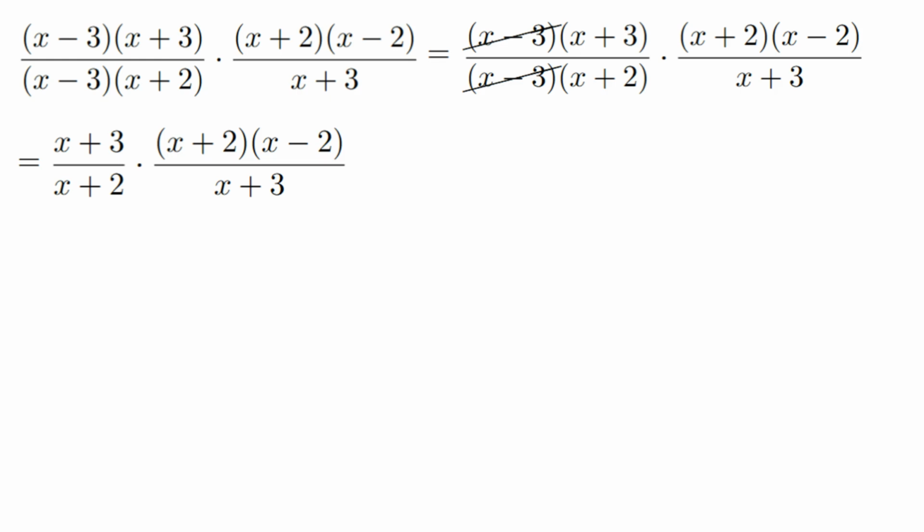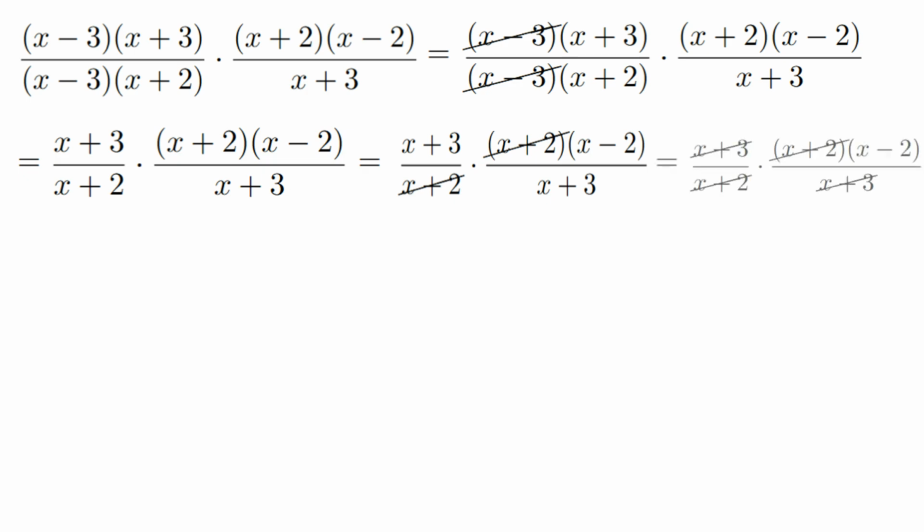Now, turn your attention to the reciprocal term on the right. We can cancel the x plus 2 in its numerator with the x plus 2 in the denominator of the rational expression on the left. And to mop things up, we cancel the final x plus 3, leaving us with x minus 2. Nice and clean. And with that, my friends, we are finished.